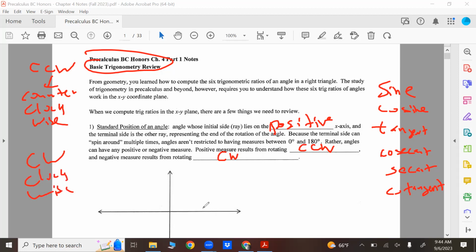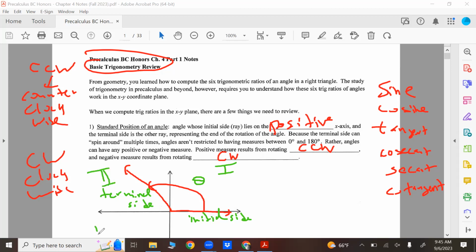So if you start here and go this direction, we call this the initial side. We call this the terminal side, where you end. And we call this theta. Get used to that. We use that all the time, theta. Quadrants, how are the quadrants labeled? Where would the first quadrant be? Top right. I don't know why that's the case, but it just is. And it goes counterclockwise: 1, 2, 3, 4. Right, we know this.